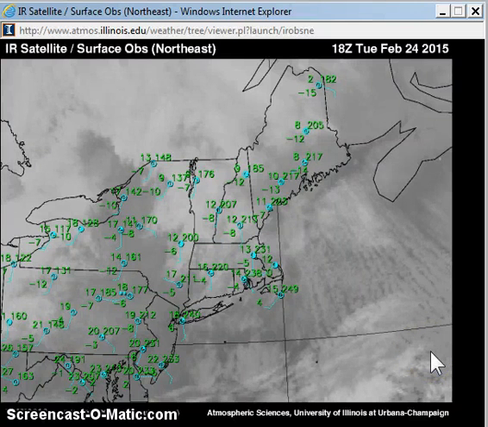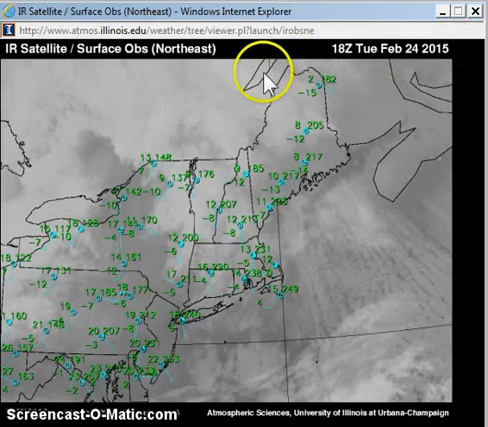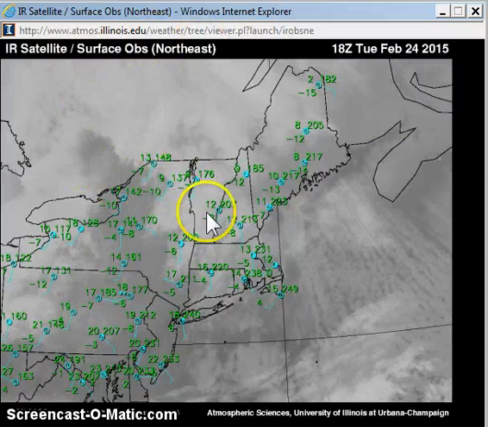In this video, we're going to talk about station models. If you look at this weather map, you can see that these teal things right here are actual station models on this real-time weather map. You can see February 24th, 2015, and this is of the Northeast.